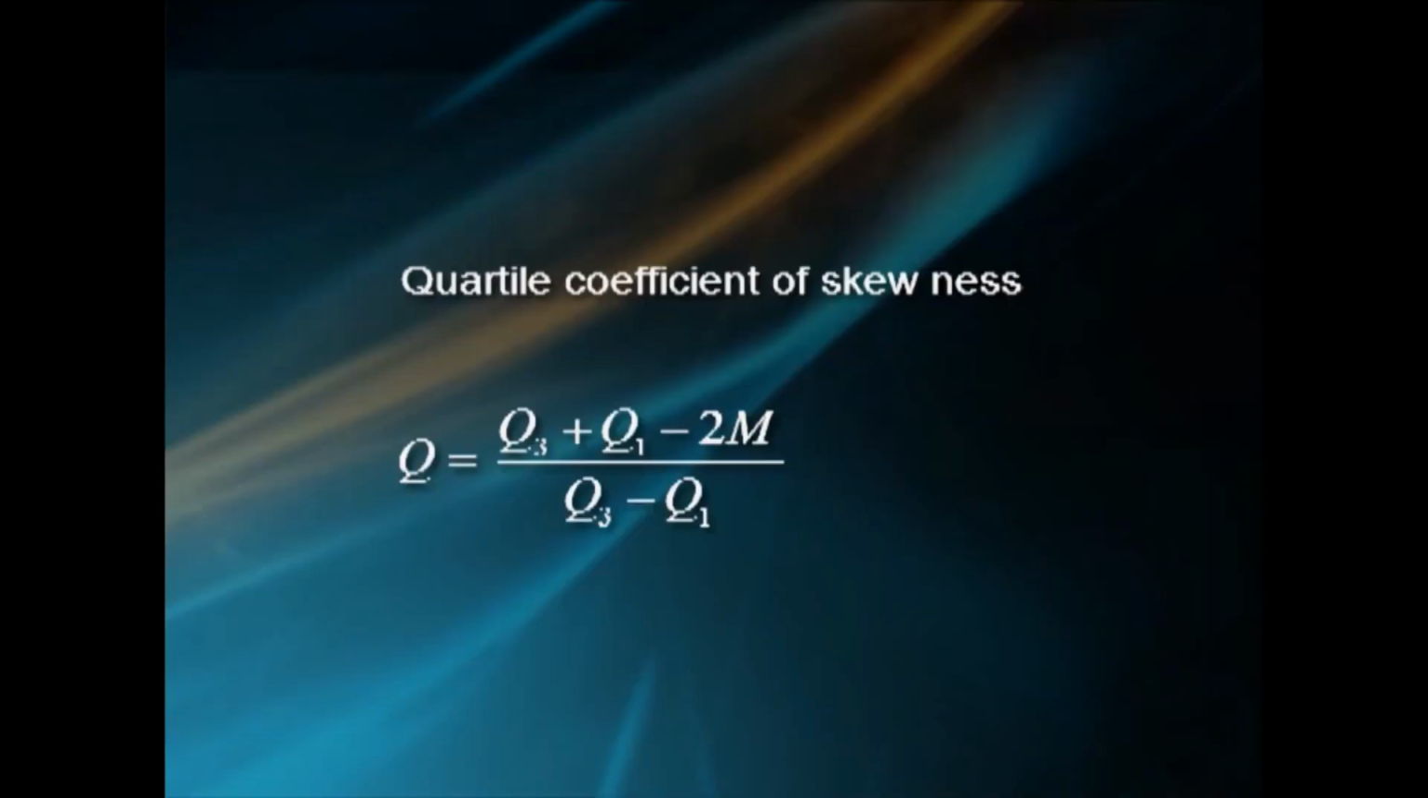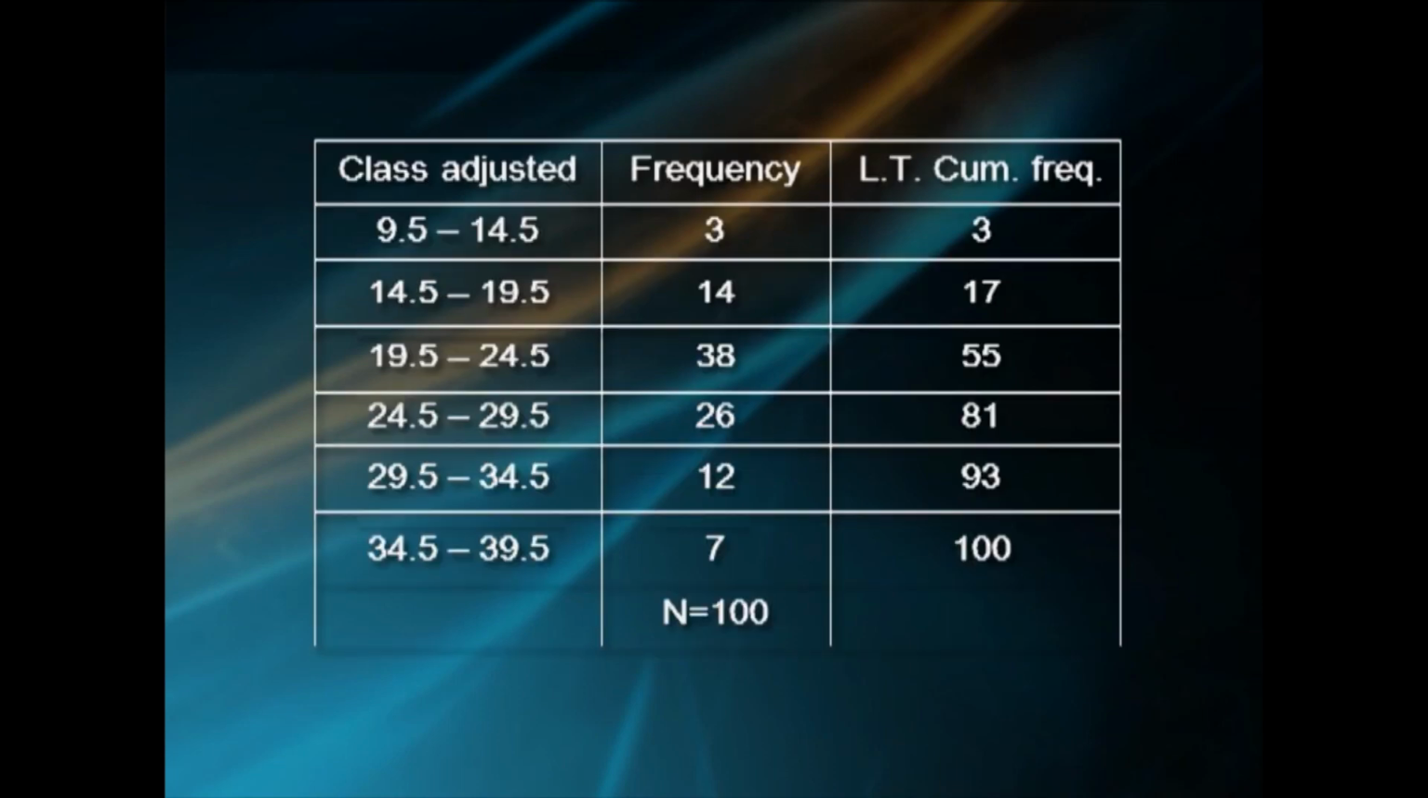Solution. Quartile coefficient of skewness Q equal to (Q3 plus Q1 minus 2m) divided by (Q3 minus Q1). The given classes are adjusted as 9.5 to 14.5, 14.5 to 19.5, 19.5 to 24.5, 24.5 to 29.5, 29.5 to 34.5 and 34.5 to 39.5. The frequencies 3, 14, 38, 26, 12 and 7. The less than cumulative frequencies 3, 17, 55, 81, 93 and 100.